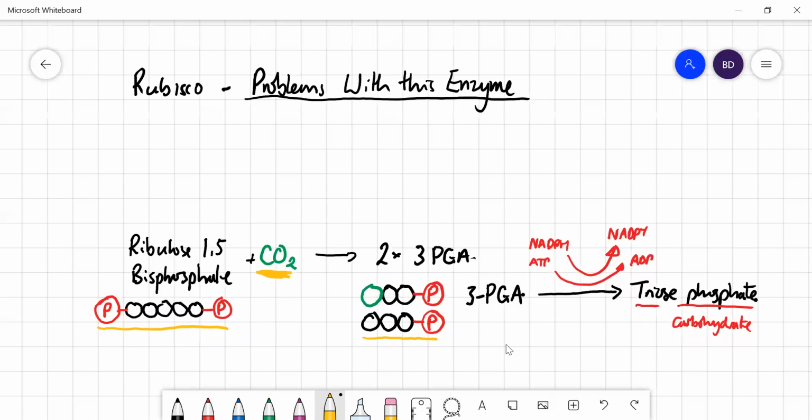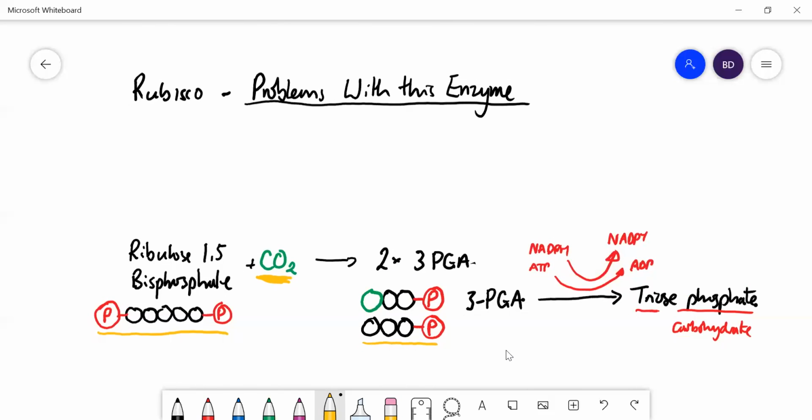Now, unfortunately, first of all, let's say this enzyme is a very slow enzyme. It's got something called a turnover number of 3. Now that means if you've got enough substrate to saturate all the active sites of the enzyme, so the substrate's not a limiting problem, then it can catalyze 3 molecules per second, which might sound a lot, but a lot of enzymes are much faster than that.